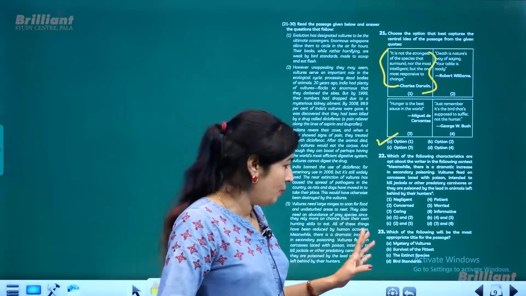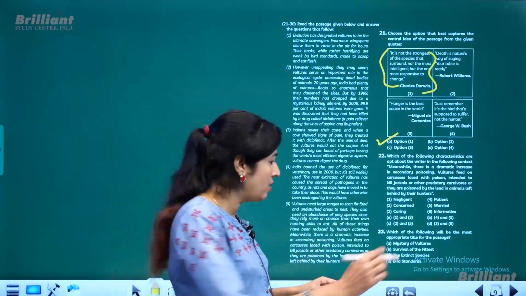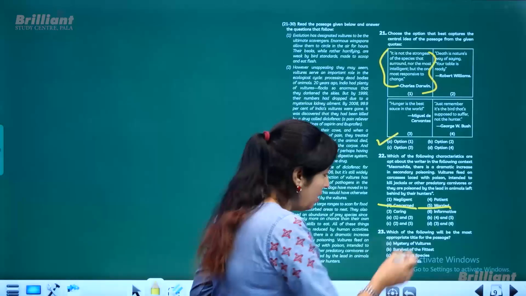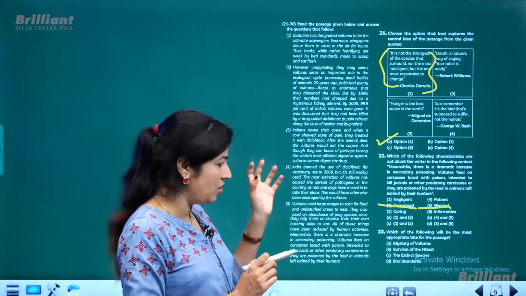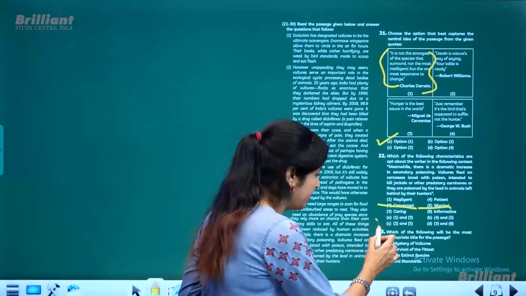Is he negligent? No. Is he patient? Nothing to do with that. Concerned, of course he is concerned. He's worried. Caring, that factor is not revealed. So actually he is concerned and worried. 2 and 5. 2 and 5 means option number C.